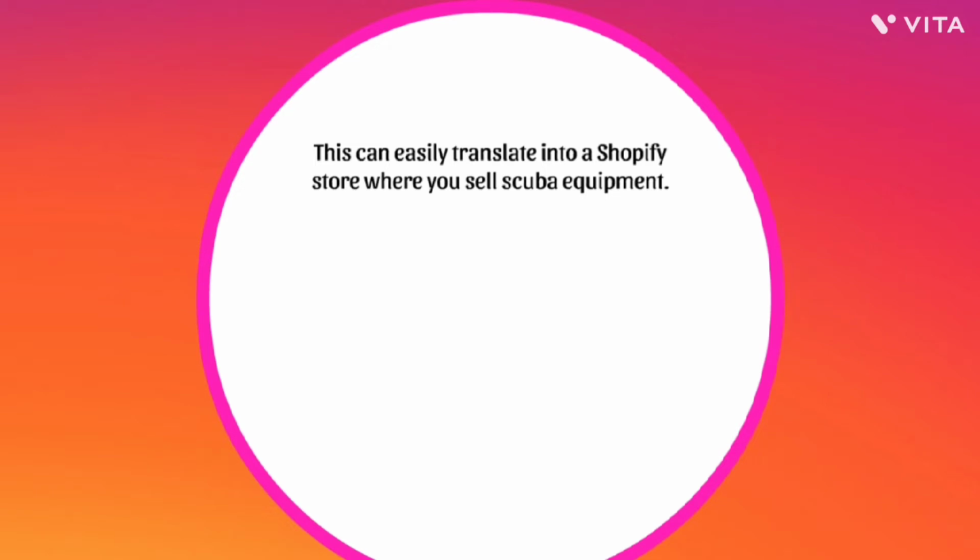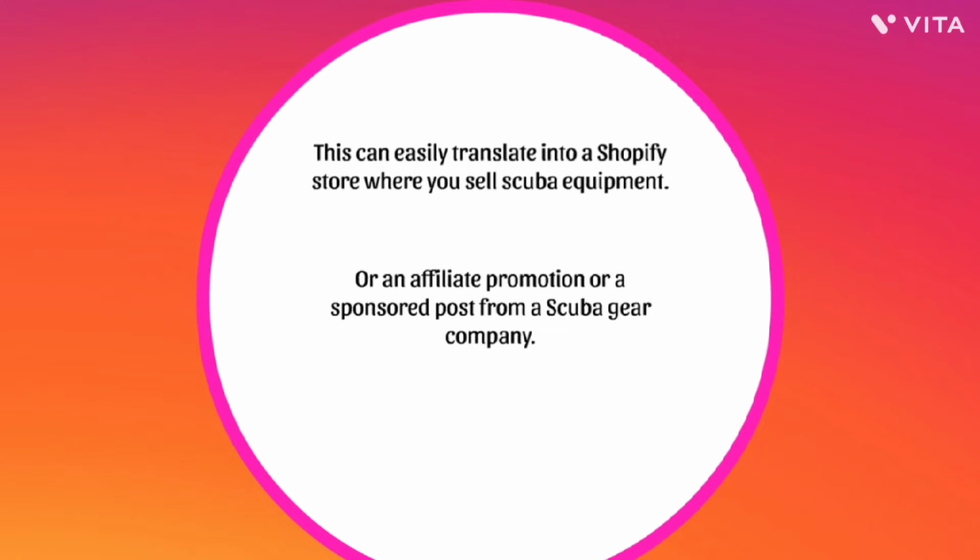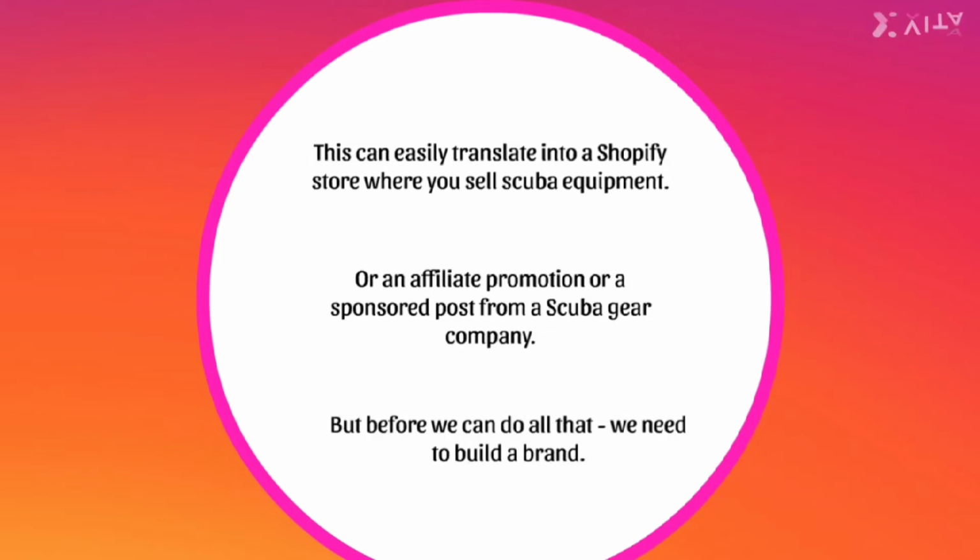You get to indirectly sell things, because at the end of the day, people are going to want what you have. They feel, okay, if I have the same tools or equipment that you have as a scuba diver, or as whatever you're trying to do as a lifestyle or brand, they're more likely to buy it, right? So it can be a Shopify store, it can be an affiliate promotion, it can be a sponsored post from a scuba gear company, which we'll talk more about later down the road. But before you can do all of that, you need to have a brand. You need to have the ability to create a lifestyle, right?